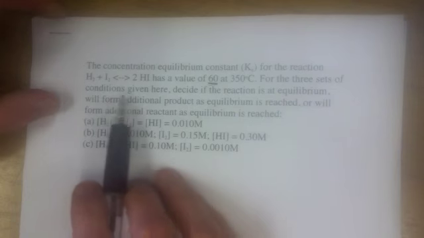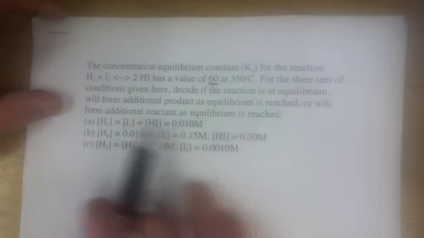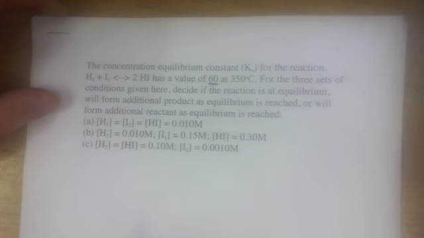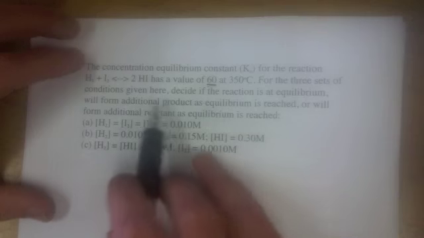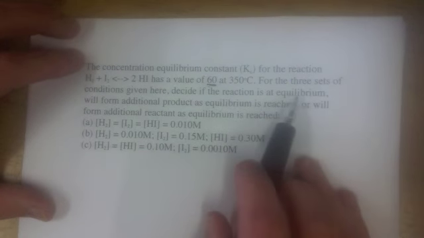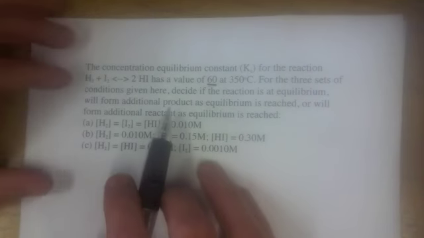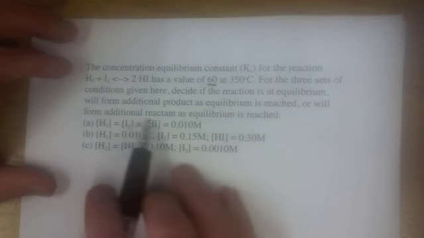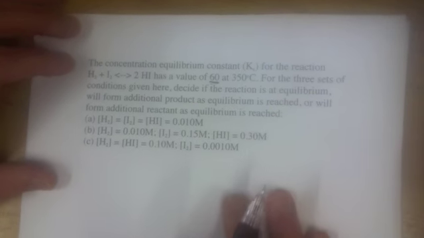We've got three sets of conditions given here, with certain concentrations of different compounds, and we need to see if these are in equilibrium or not. Decide if the reaction is at equilibrium, or will it form additional products, so if there's not enough product there, or will it form additional reactants, so if there's too many products and it will have a reverse reaction happening.